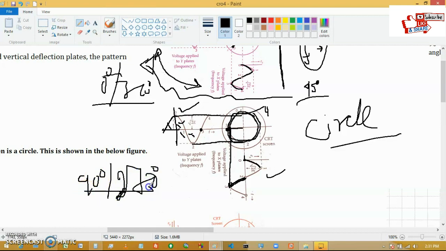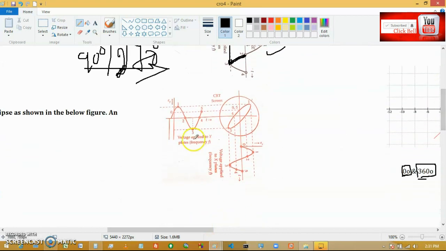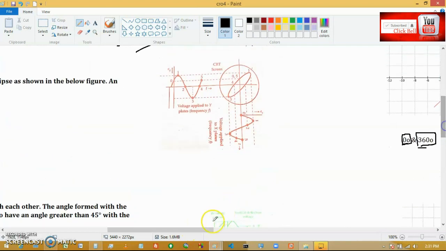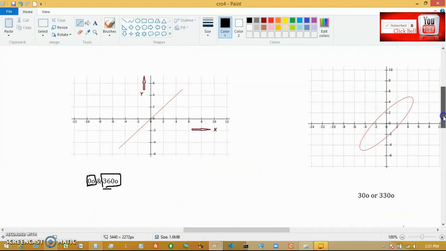I am again repeating how the formation is formed. Here the horizontal voltage is 0, so it is not moving horizontally, but the vertical voltage is high, so it is moving vertically in the upward direction. And again you can see the other formations.